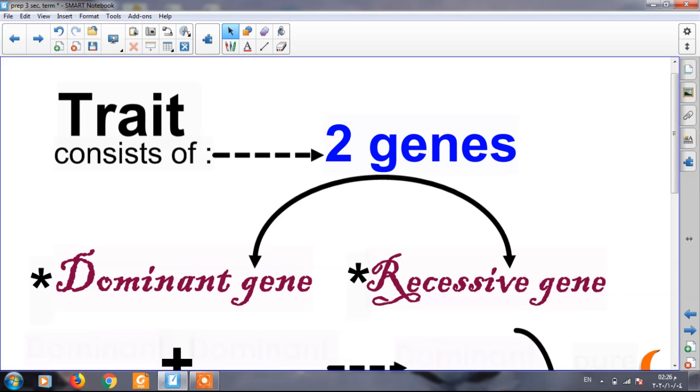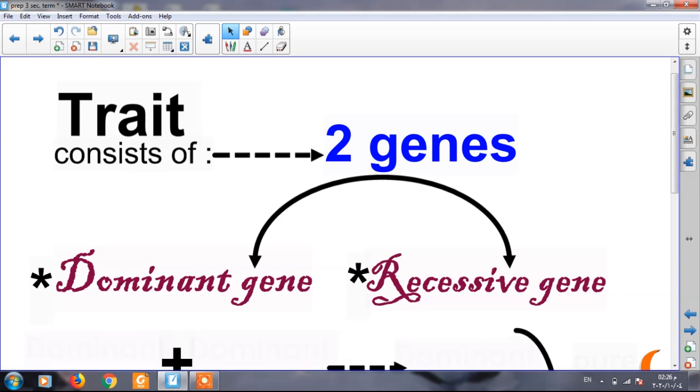For example, if we imagine the mother and the father, both of them have brown eye color, so brown appears in a higher ratio. Do you think it is a dominant trait or a recessive trait? Brown color is a dominant trait. So by this way, if the mother and father both have brown color, my trait consists of a dominant gene from the mother and a dominant gene from the father.